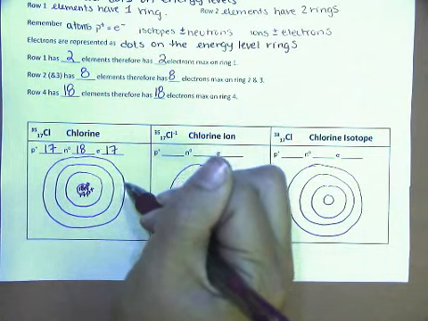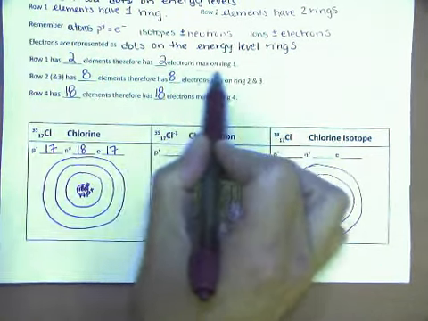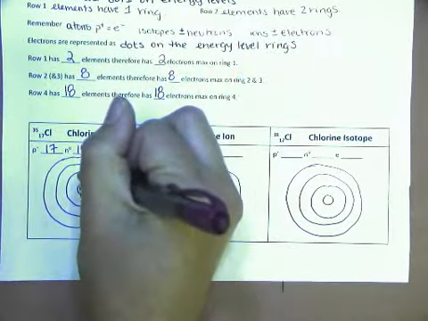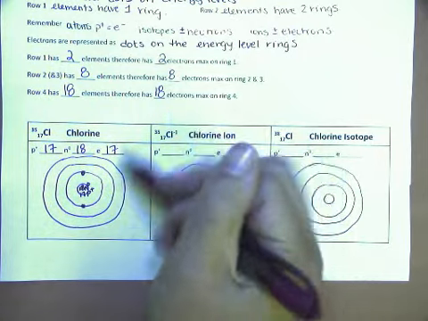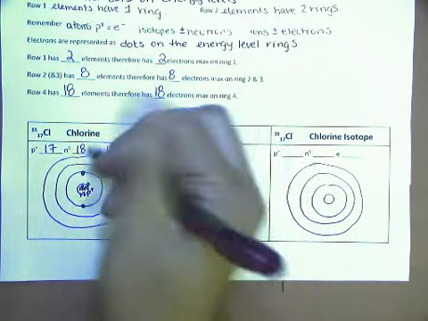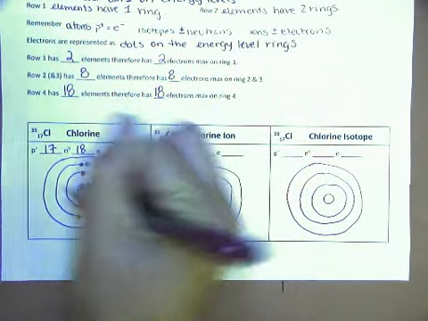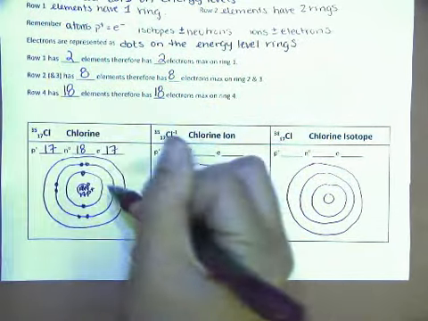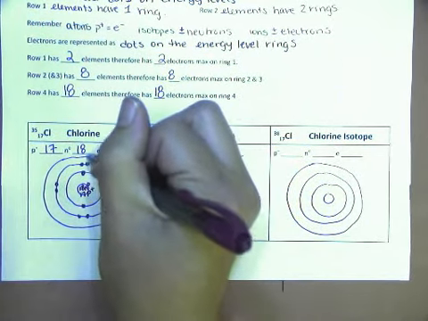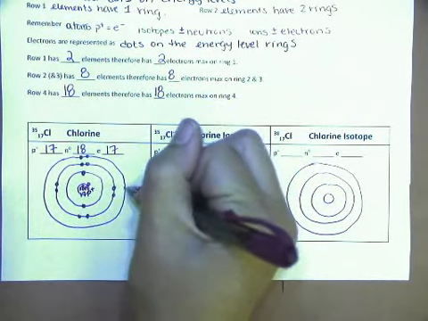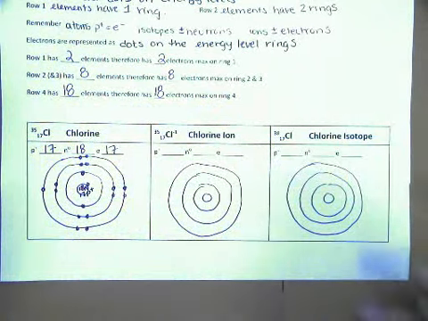My electrons on the outside, in my first ring, that's row 1, 2 electrons max, so I put in my 2 electrons, and I put 1 on top and 1 on the bottom. On my second ring, I continue filling, but that one can only hold 8 max, so I can add 1, 2, 3, 4, 5, 6, 7, 8. So I have a total of 10 so far, but I need to have 17. So that means on my outermost ring, I have 7 more. 1, 2, 3, 4, 5, 6, 7.